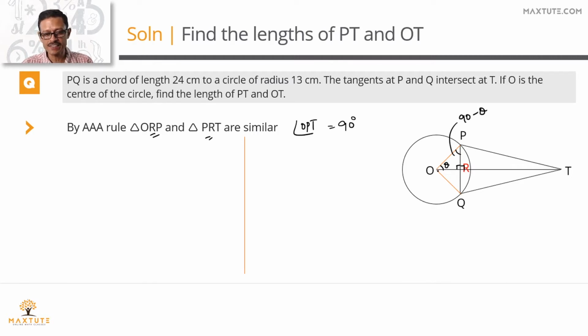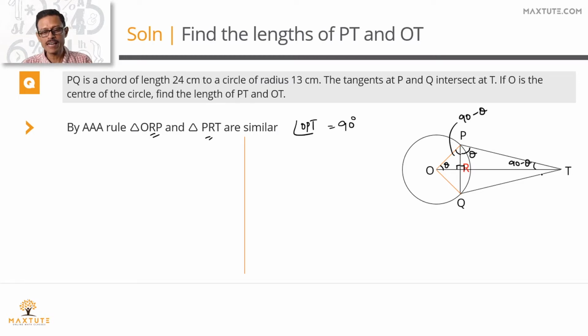OPT is 90. We said OPR is 90 minus theta. So this should be the balance. This is going to be equal to theta. So angle RPT is equal to theta. Angle PRT is equal to 90 degrees. So what can be this angle? This is 90, this is 90, this is theta. So this should be equal to 90 minus theta.